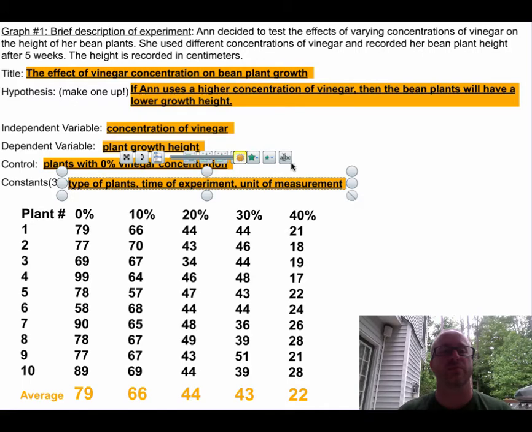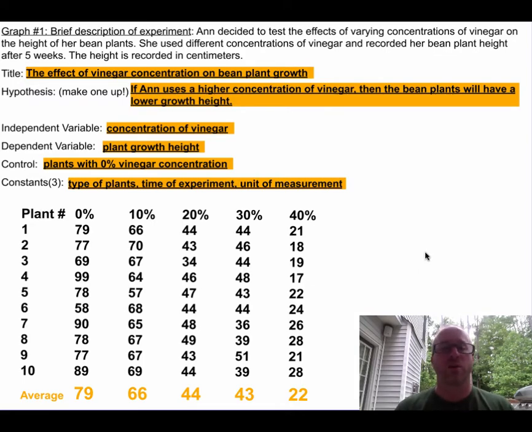So here are 3 examples. The type of plants: you wouldn't use one bean plant and then use another species of bean plant. You'd have to use all the same bean plants. The time of the experiment: you wouldn't test it for 5 weeks for one set of plants and then test another set of plants for 7 weeks. And the unit of measurement: she said here at the top, she's measuring everything in centimeters. You wouldn't measure something in centimeters and then another one in inches. That wouldn't make any sense because then you'd have to do some calculations there and just make more work for you. All right, so that's kind of a review of that stuff.